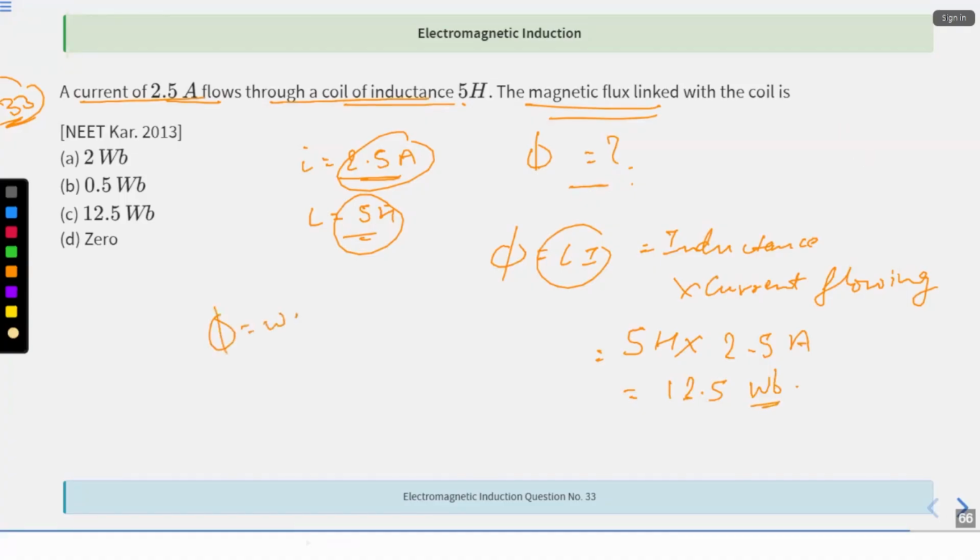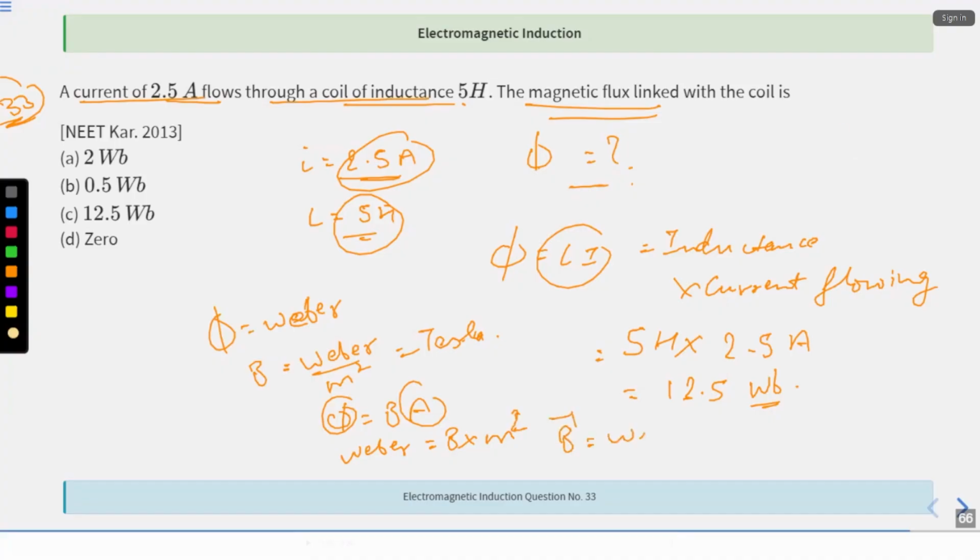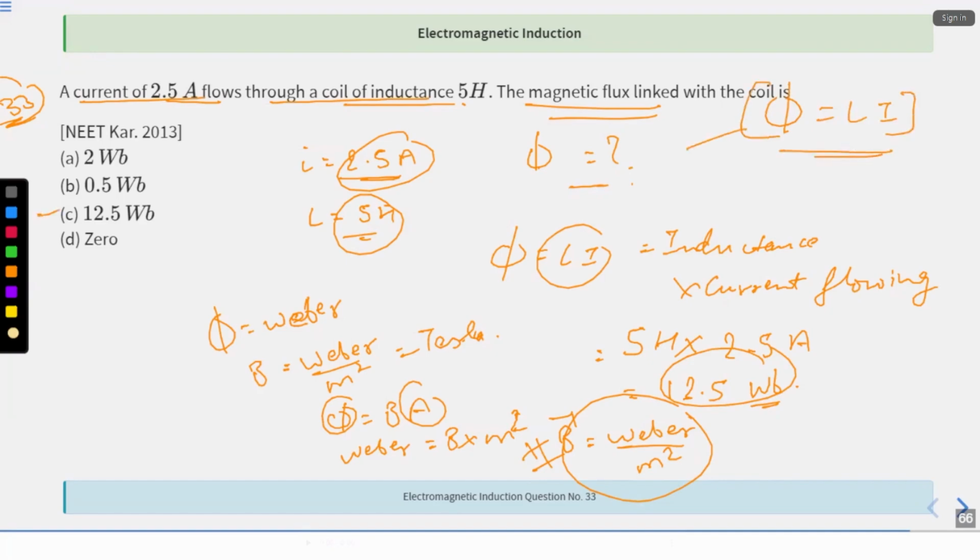Unit of flux is Weber and unit of magnetic field is Weber per meter square, which is given by Tesla. And why so? Because flux is nothing but B into A. So if it is Weber, B into A, unit of area is meter square. So from here, I get the unit for B vector to be Weber per meter square. Okay, just a random thought. So this is again a simple question. Just use this formula phi equals Li, and you will get your final answer, which is option number C.